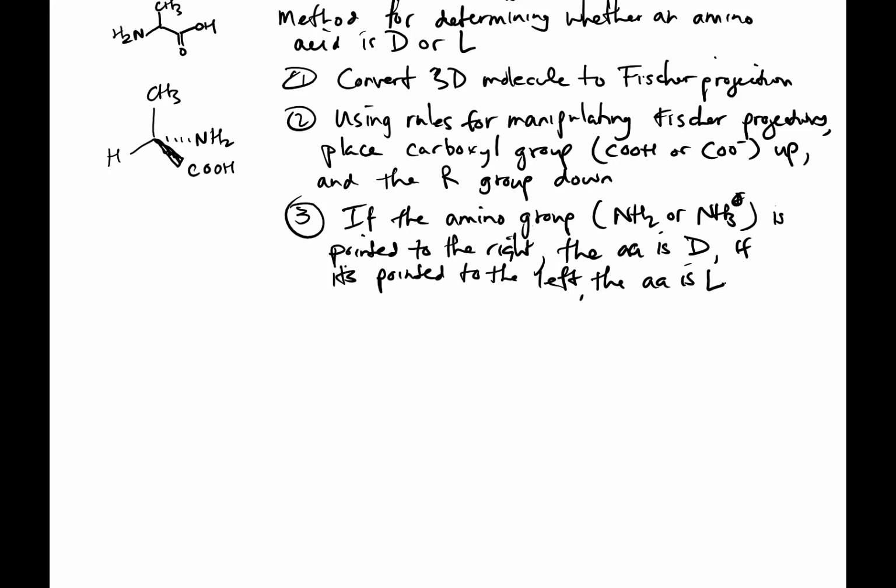Now I want to remind you of when we did this exact thing with the monosaccharides. Remember, we were looking at the position of the OH group in a Fisher projection, whether it was pointed to the right or to the left, right? And it was the OH group specifically on the penultimate carbon. Here it's the amino group on the alpha carbon. Okay, so just so we're clear.